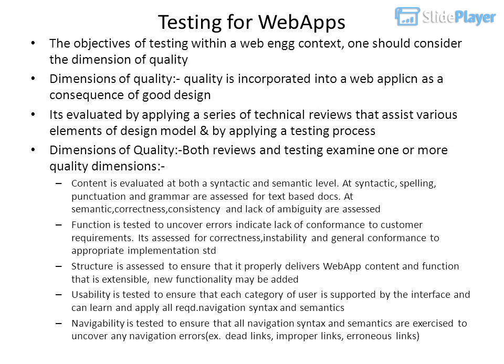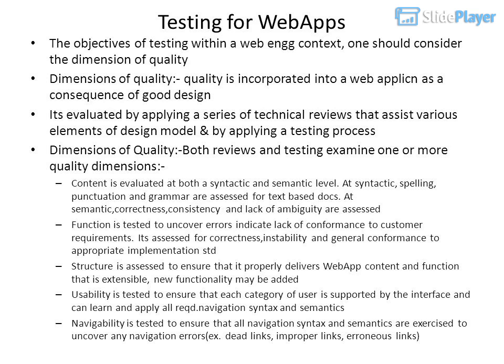Content is evaluated at both a syntactic and semantic level. At syntactic level, spelling, punctuation and grammar are assessed for text-based documents. At semantic level, correctness, consistency and lack of ambiguity are assessed. Function is tested to uncover errors that indicate lack of conformance to customer requirements. It's assessed for correctness, instability and general conformance to appropriate implementation standards. Structure is assessed to ensure that it properly delivers web app content and function and that it is extensible, so new functionality may be added.